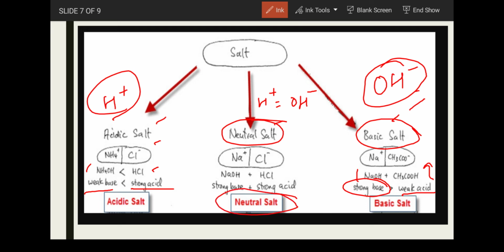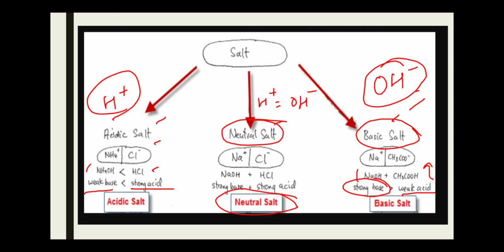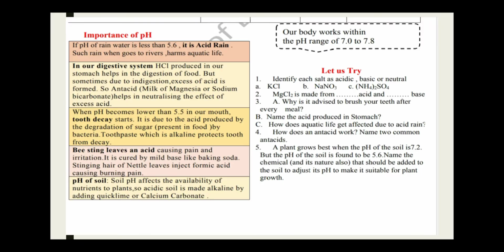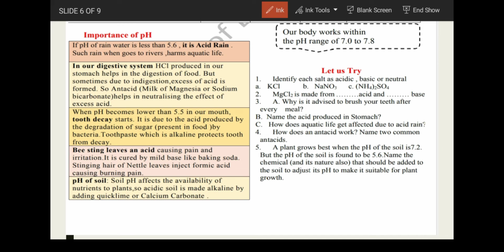Okay, so here we go back to our earlier slide to see what questions are being discussed. Identify each salt as acidic, basic or neutral. This question is related to the previous slide, which is why I am discussing it earlier. We'll read again. First we know KCl, how is this formed? NaNO3 and ammonium sulfate, how are they formed?